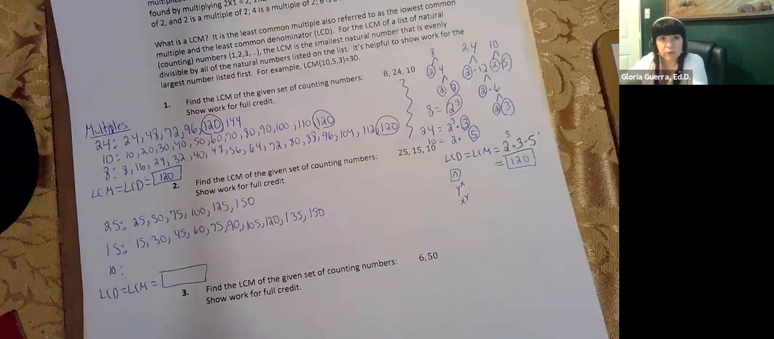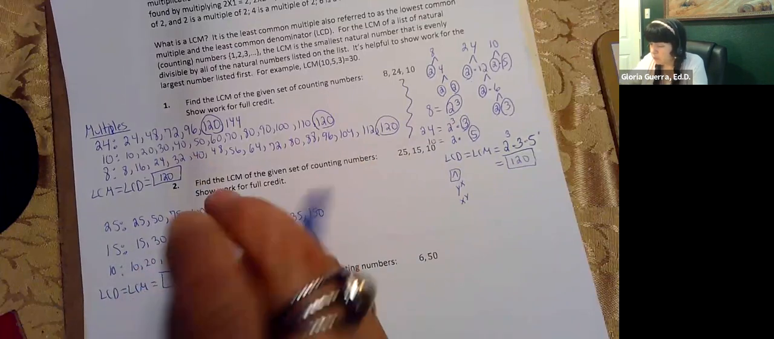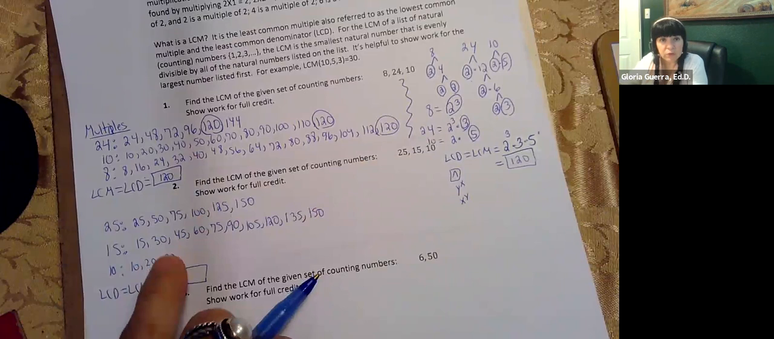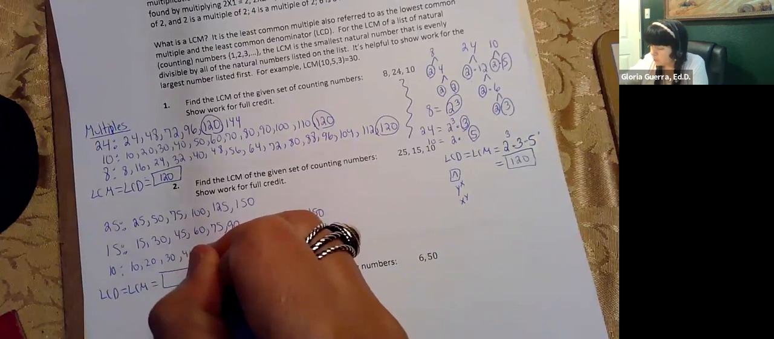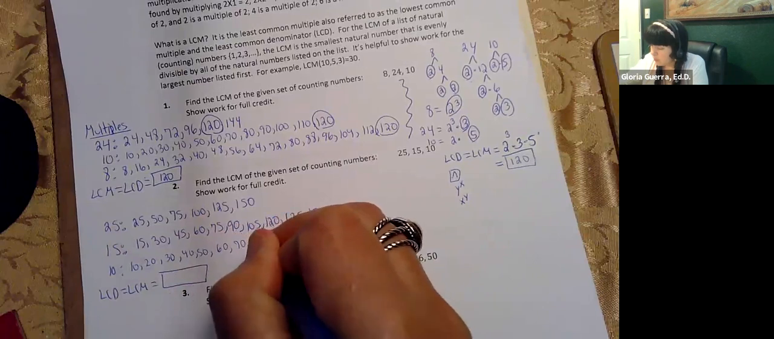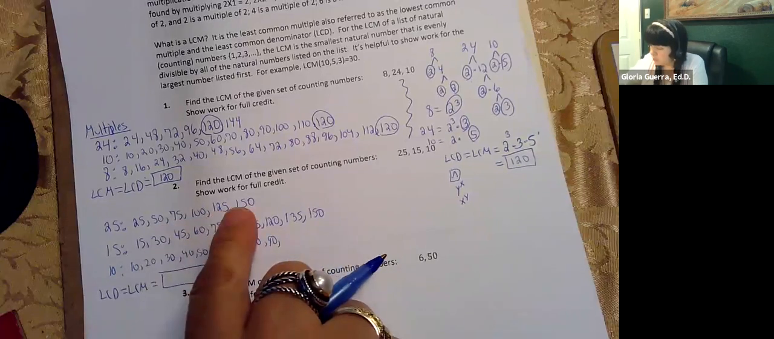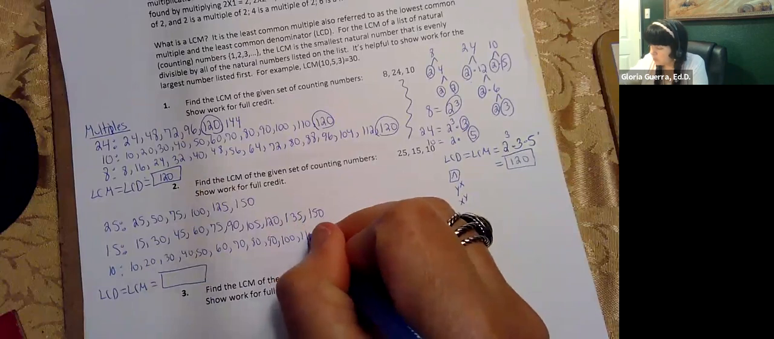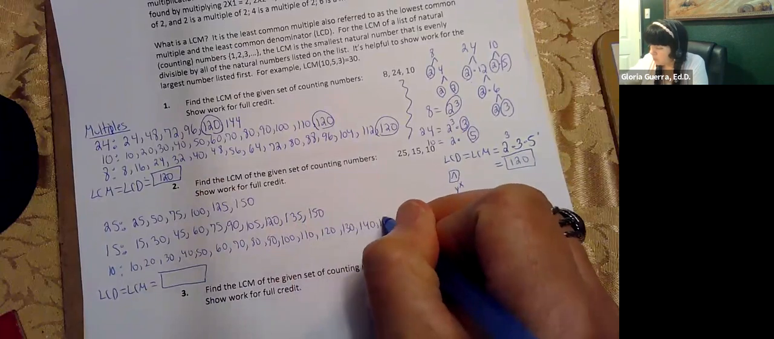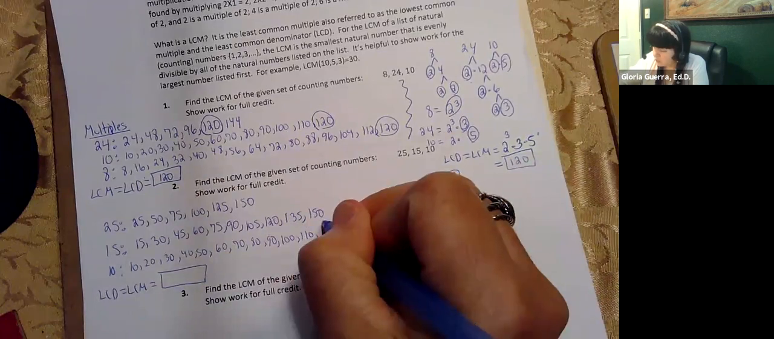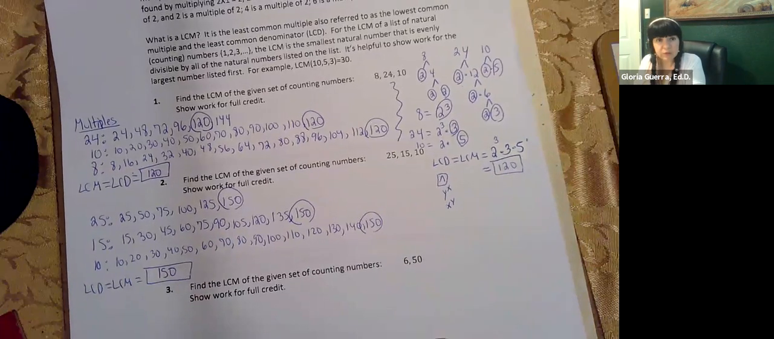And remember, we saw 10 over here too. So 10 is 10, 20, 30. See, these have 30, 15 and 10, but there's no 30 for 25. It's got to be common to all of them. 40, 50, 60, 70, 80, 90. So you see both of these have 90, but the first one doesn't. 100, 110, 120, 130, 140, and finally you get to 150, and that's common to all of them, okay? So 150 is the LCD, the LCM.